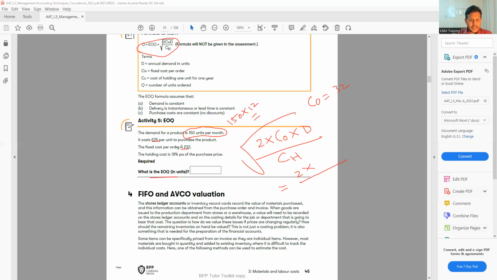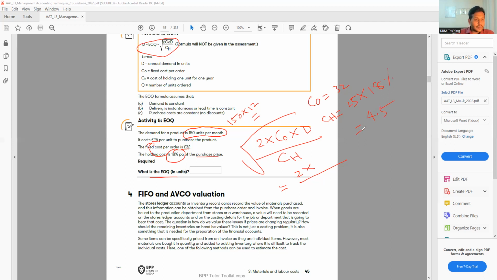The holding cost is 18% of the purchase cost. So that means 18% of the 25. How much is it? So cost of holding is 18% of the purchase cost. So purchase cost is 25 times 18%. So we do 25 times 18%, that gives me 4.5. So 4.5 is my holding cost, the cost of holding.